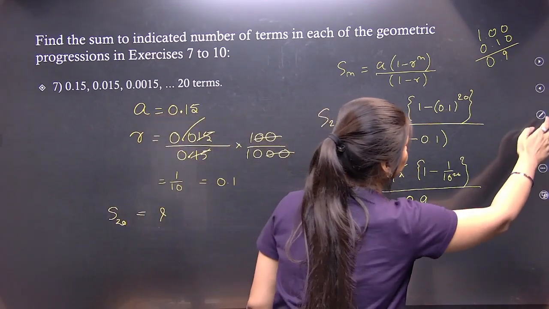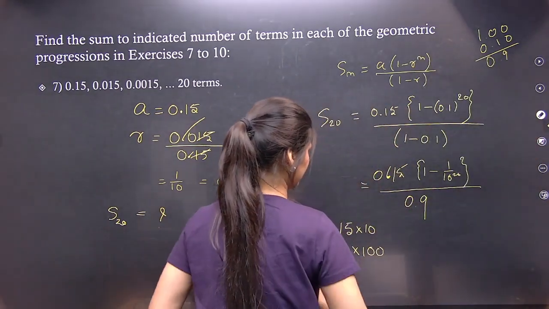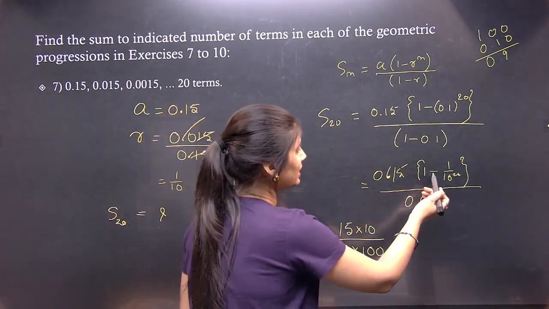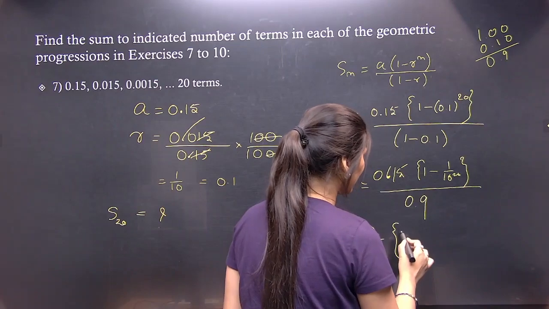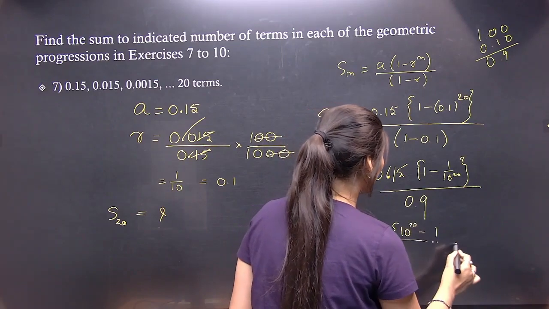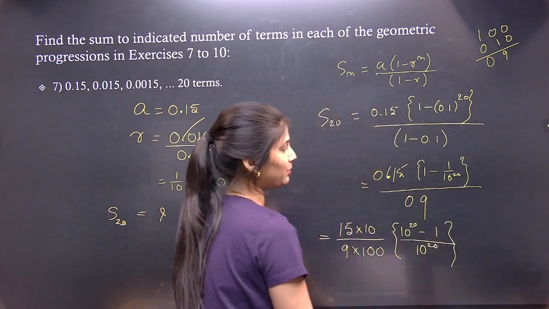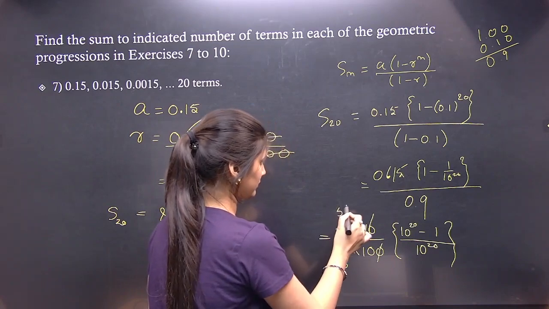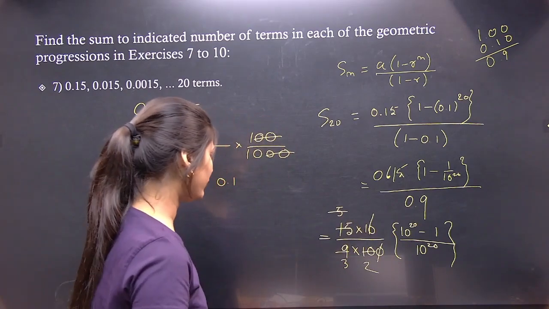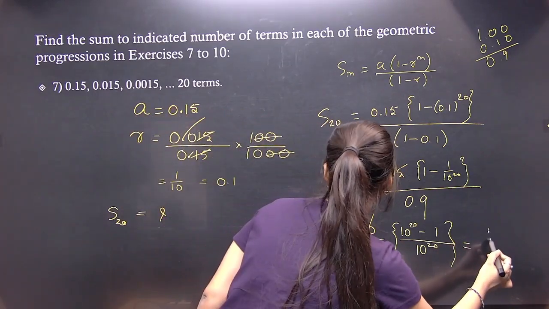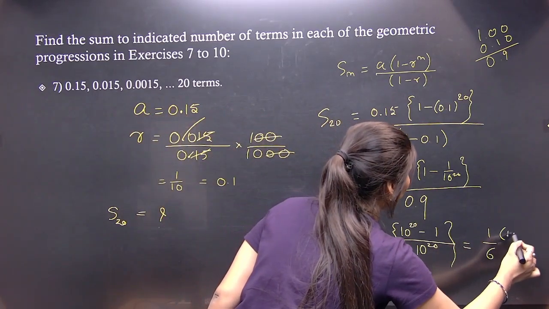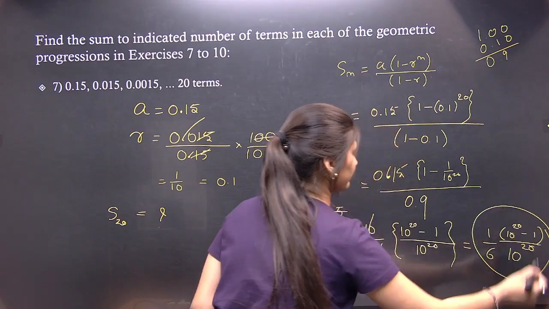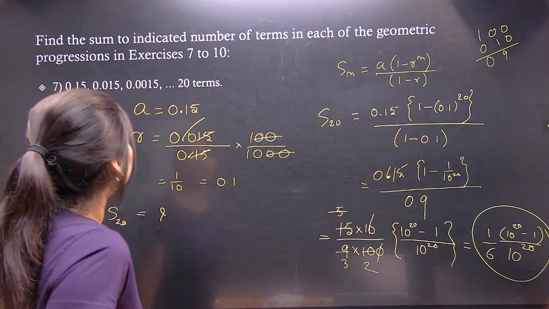Now see, we have 1 minus 1 by 10 to the power 20, or we can say (10 to the power 20 minus 1) by 10 to the power 20. Simple. So we have 1 by 6 into (10 to the power 20 minus 1) by 10 to the power 20. You can leave it here. So this is the answer.